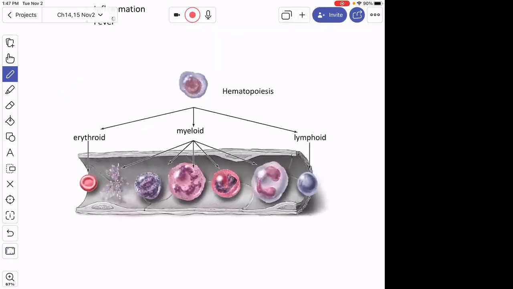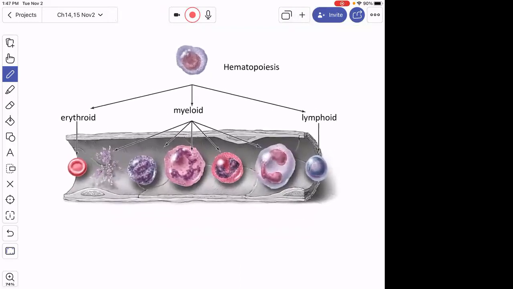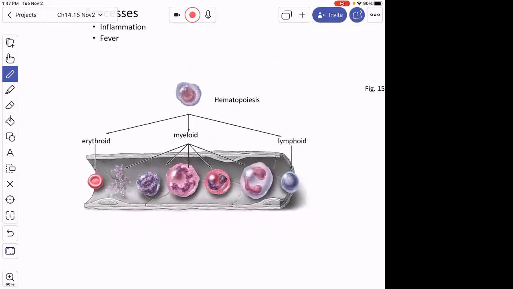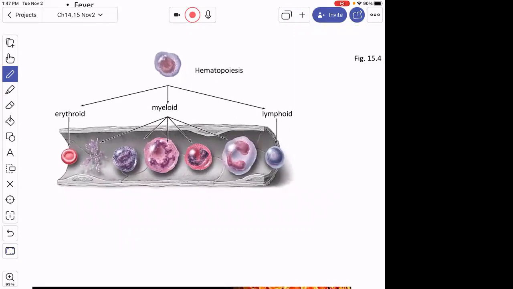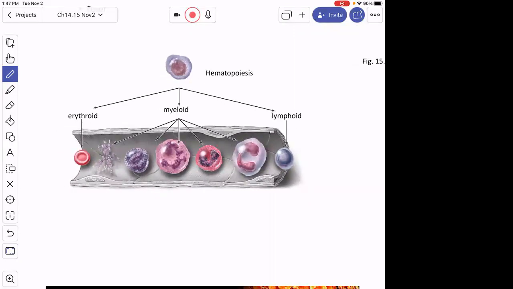All right, so this is, let's see, did I not? There it is, figure 15.4 from your book. Okay, talking about the cells that are present in our blood and thinking about where they came from, how they originated, and what they do. We're going to talk about them all specifically.